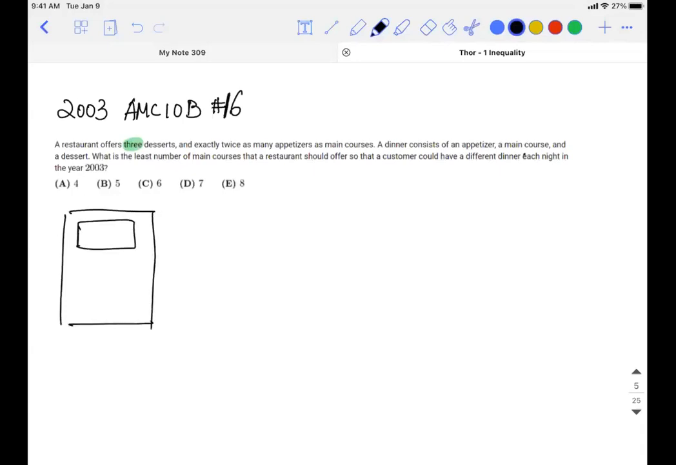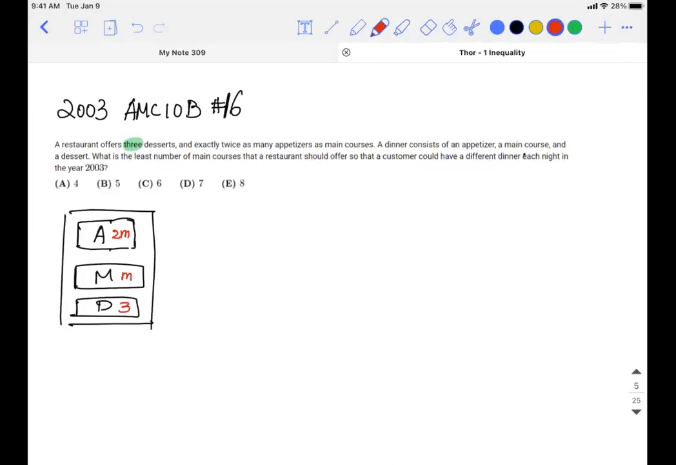an appetizer, a main course, and a dessert, right? So how many desserts do you have? 3 desserts. And how many main courses, how many appetizers? You don't know, but you know that there are exactly twice. Oh, sorry, I think there's a typo here. So the restaurant offers exactly 3 desserts, and exactly twice as many appetizers as main courses. So if main course is M, then appetizer will be 2M, right?